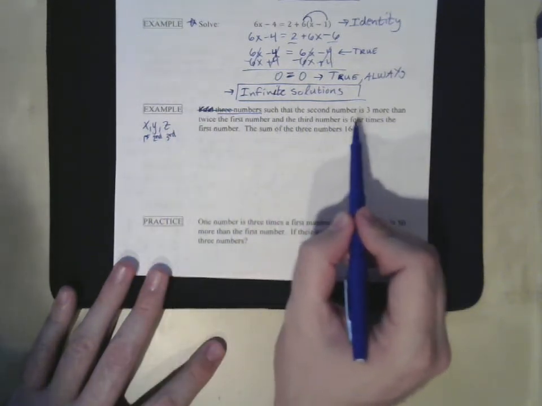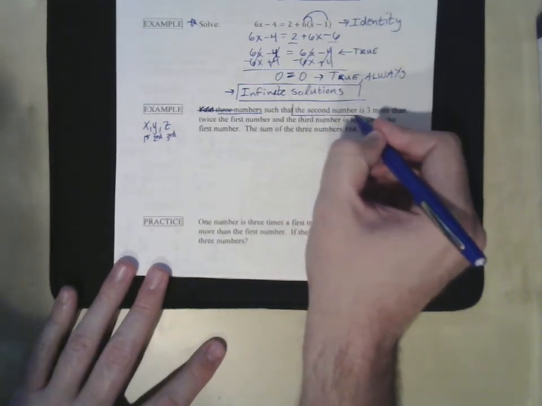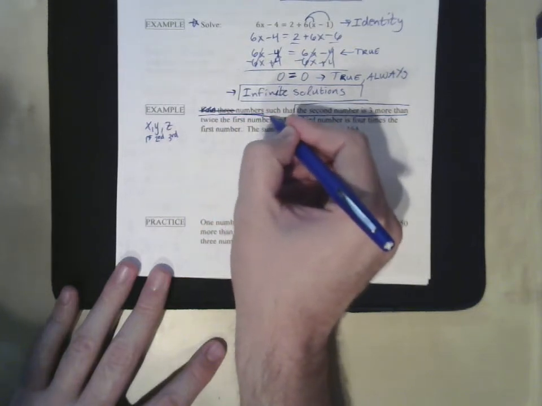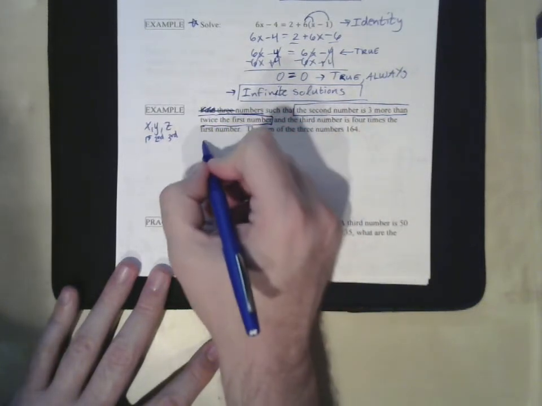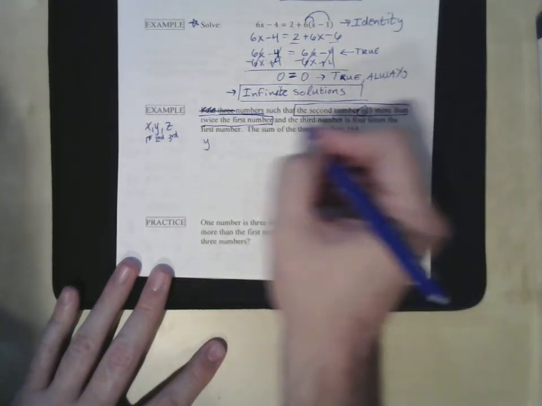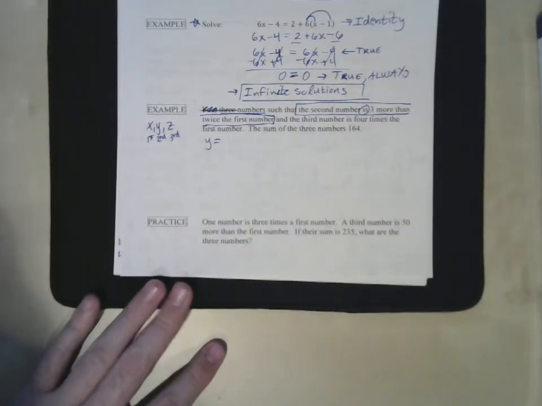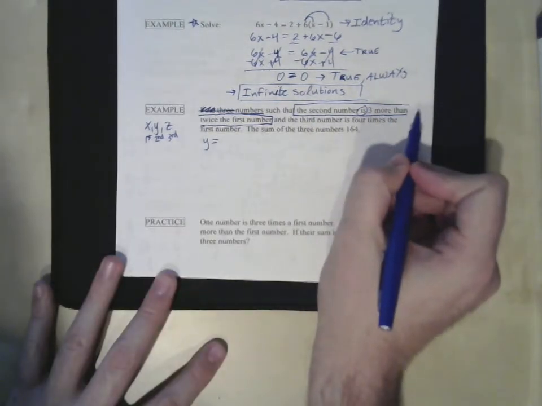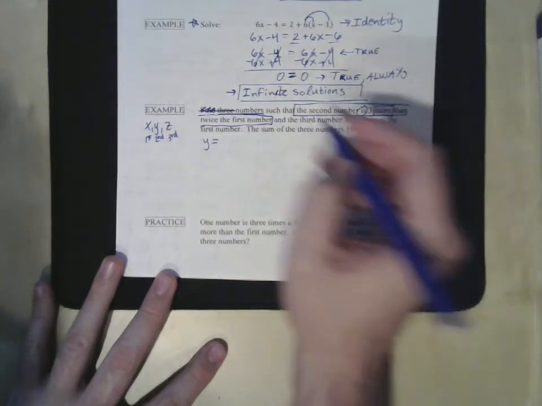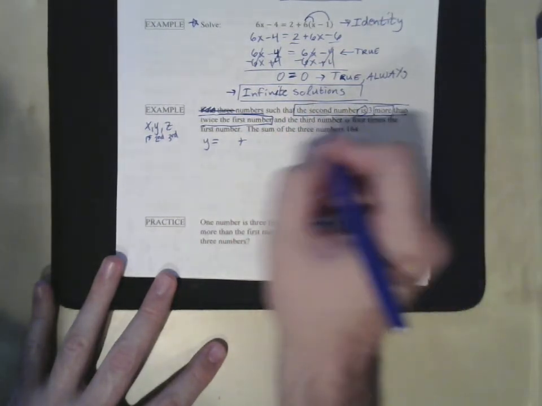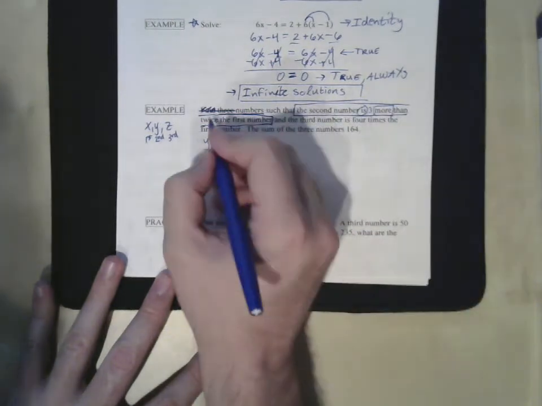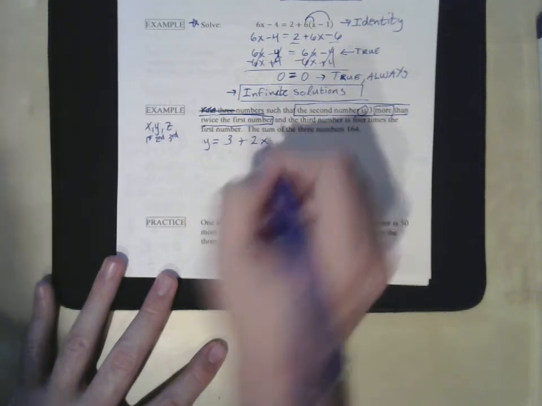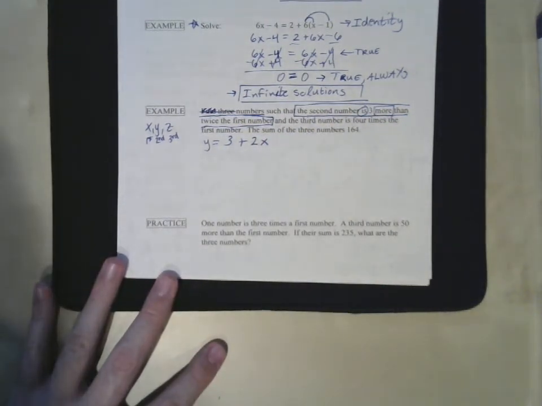So the second number is 3 more than twice the first number. So our second number, y, is, the way we say equals in English without saying the word equals. So 3 more than. More means plus. So we have 3 plus more than twice the first number. Twice a number is double or 2 times. So y equals 3 plus 2x.